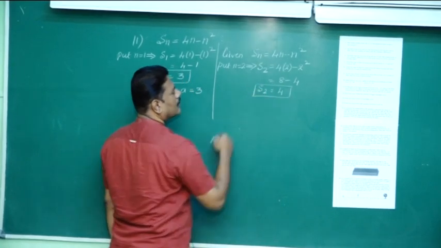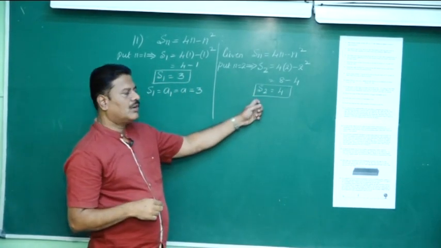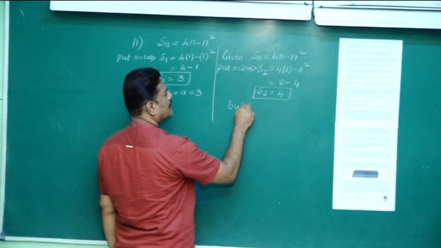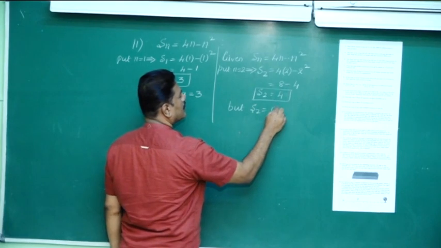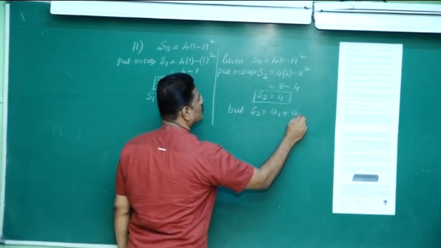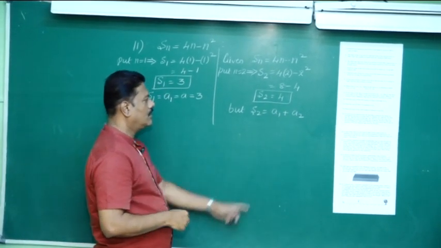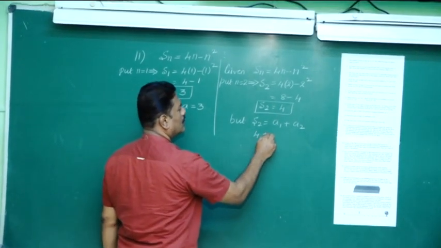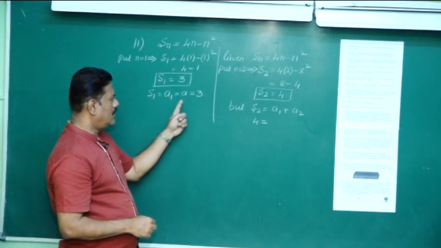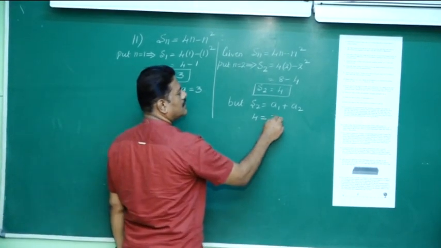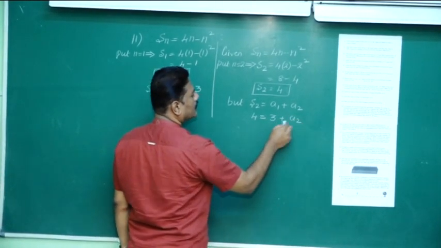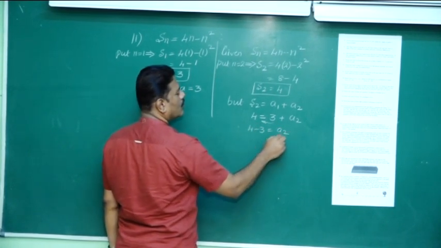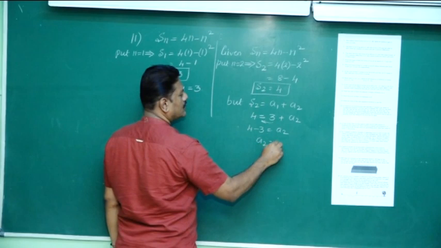But S2 is what? Sum of two terms. S2 is A1 plus A2. So you know the sum of two terms is 4, you write here 4. You have already calculated A1, you write 3 there, then easily you will get the second term. So this will come here 4 minus 3, which is equal to 1. So A2 is equal to 1.